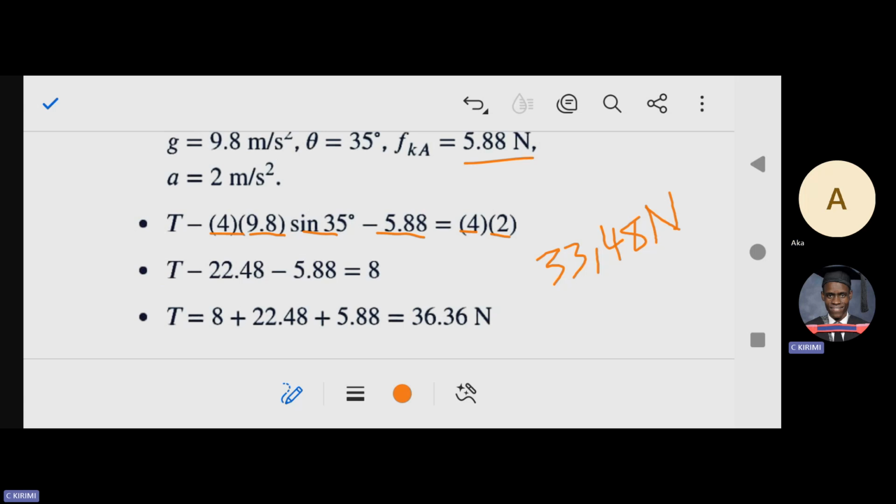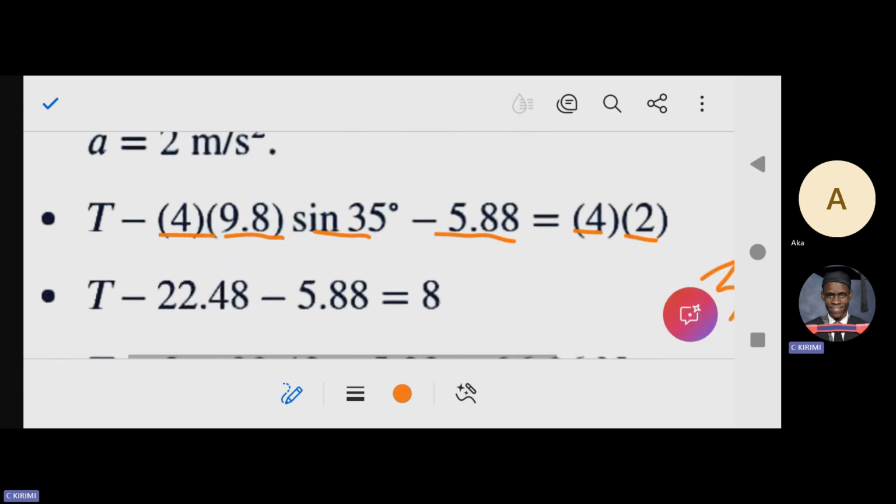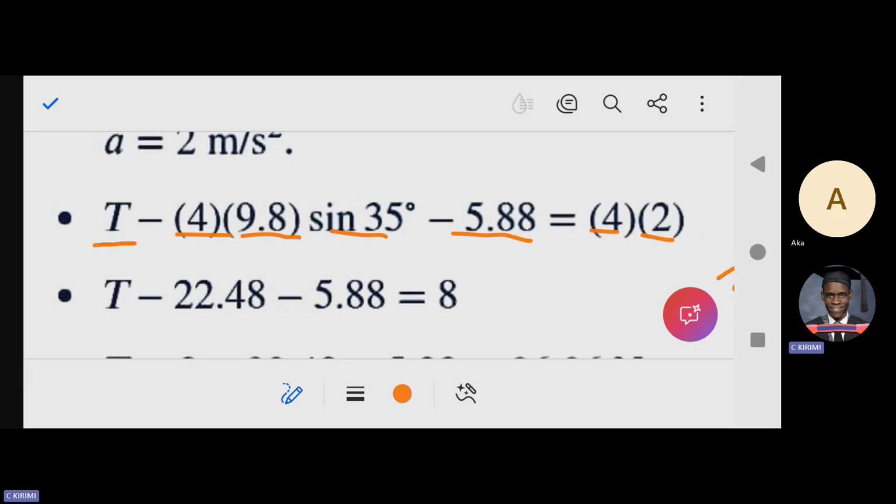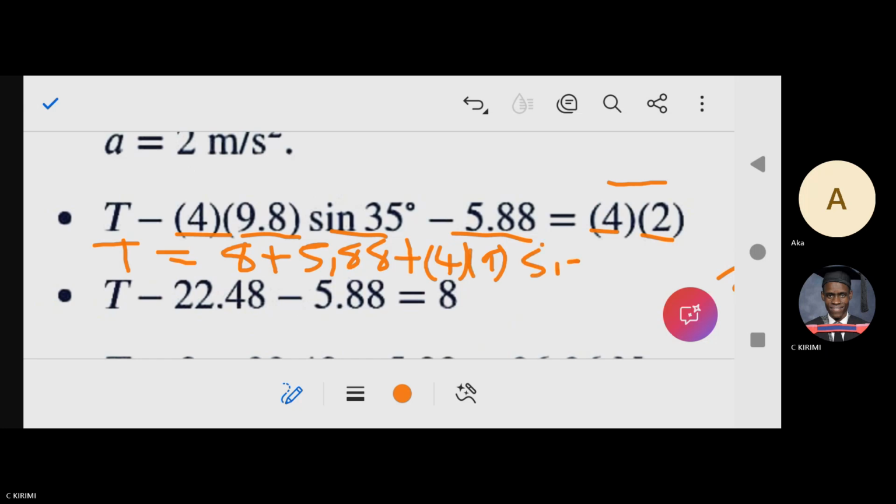We are just solving for t, making t the subject of the formula. In other words, we are saying t is equal to... on the right-hand side you already have 8, so it will be 8. Then the minus becomes a plus, 5,8. Then the minus becomes a plus, 4 multiplied by 9, then multiplied by sine 35 degrees. What was your mistake?